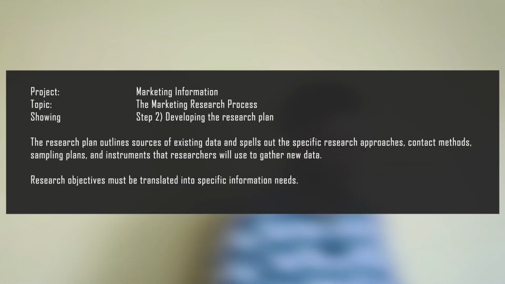The research plan outlines sources of existing data and spells out the specific research approaches, contact methods, sampling plans, and instruments that researchers will use to gather new data. Research objectives must be translated into specific information needs. For a better understanding, I will give you an example.